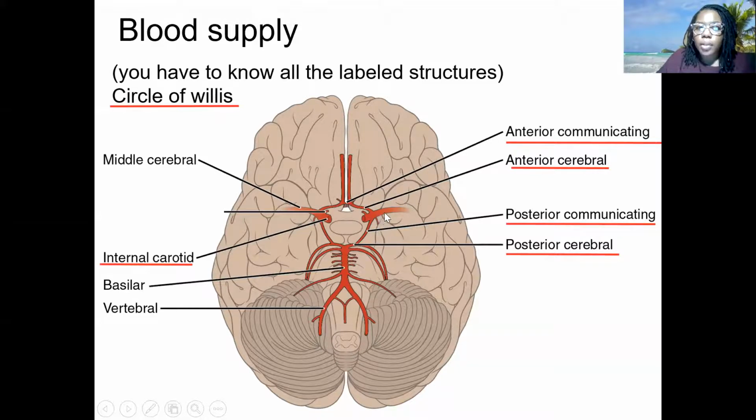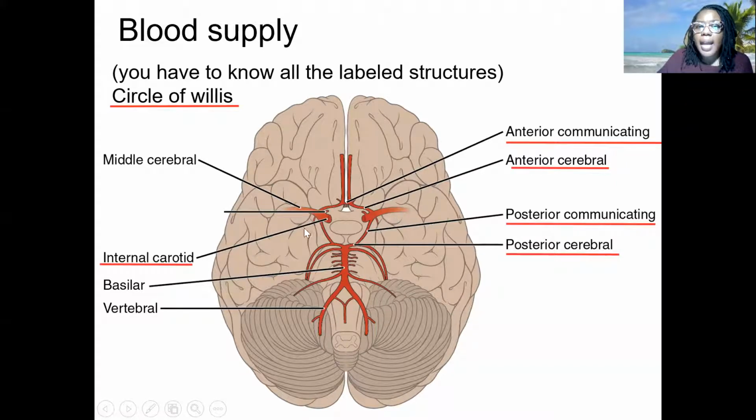Then that connects to the middle cerebral artery. So the middle cerebral artery is the vessel that supplies the middle parts of the cerebrum, specifically the temporal lobe, as well as parts of the parietal lobe. And that articulates to the anterior cerebral vessel as well. So this is the anterior cerebral vessel. This is also a continuation of the anterior cerebral vessel. That connects to the middle cerebral artery.